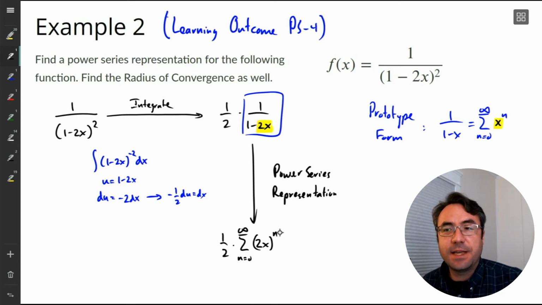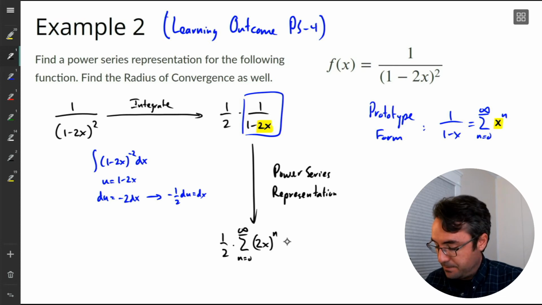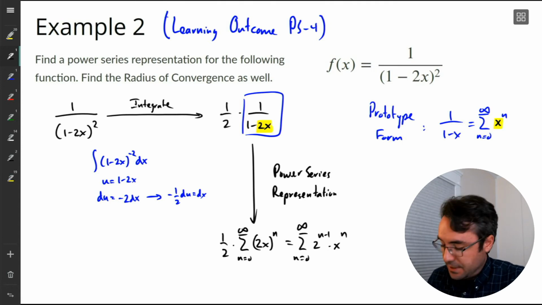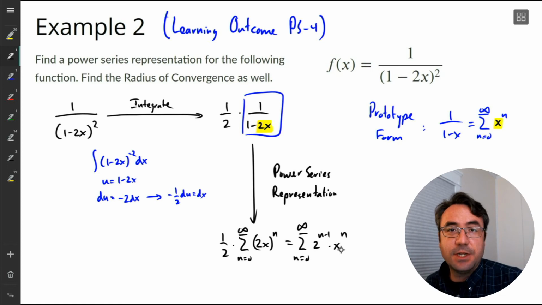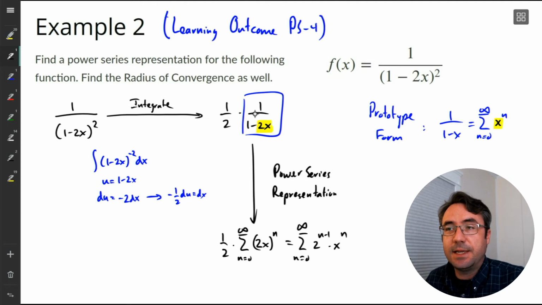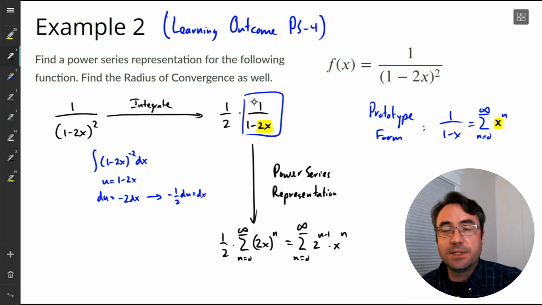And if we simplify this again, split up the exponent, bring the 1/2 in, we could write this as the sum from n equals 0 to infinity of 2 raised to the n minus 1 times x raised to the n. So it's always helpful to do this, especially if we're going to be differentiating or integrating, because we're just going to focus on the variable part here when we integrate or differentiate. All right, so what did we do? We started with this function. We integrated to get it into a form that was much closer to our prototype. We found the power series representation for this other function, which really isn't ultimately what we're interested in.